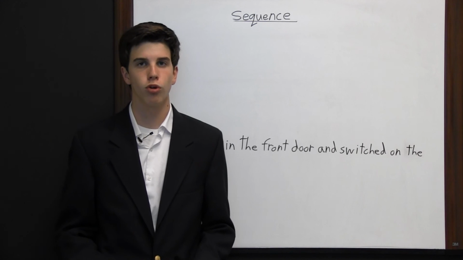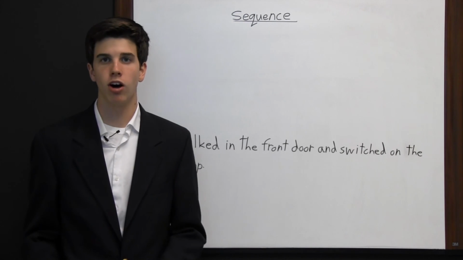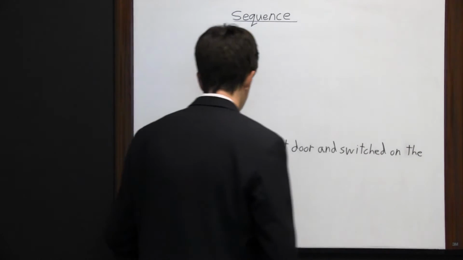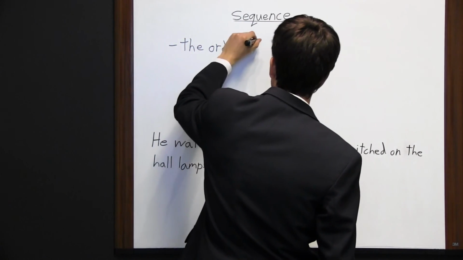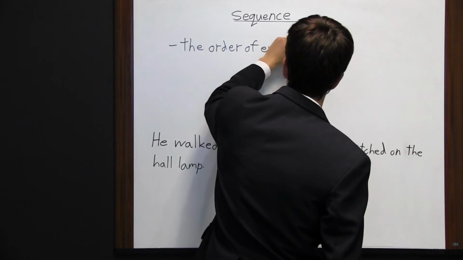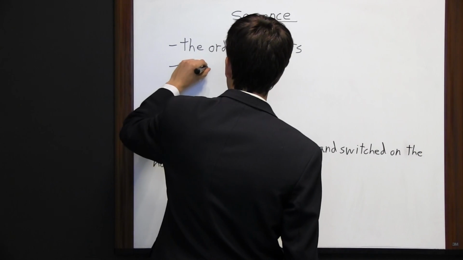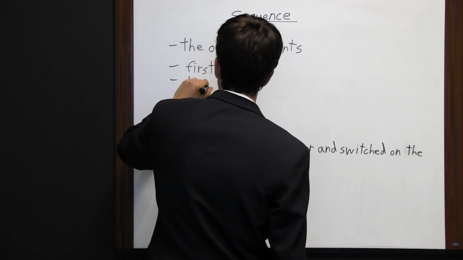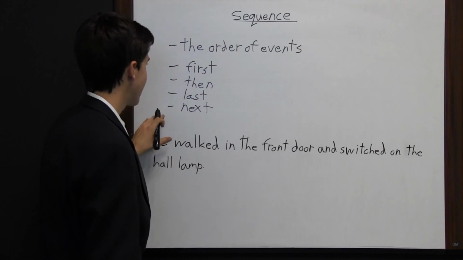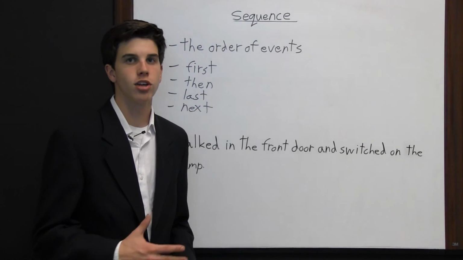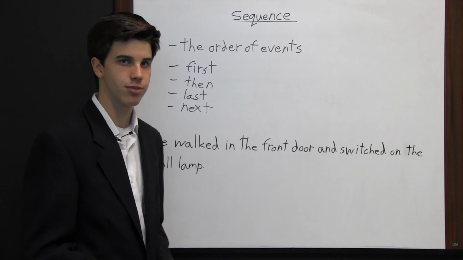A sequence is the order in which things happen. So it's important that a reader be able to identify the sequence so they can follow along with what is happening in the passage. So a sequence is basically the order in which things happen, or the order of events. To help spot the sequence in a passage, you can look for words like first, then, last, and next. So if you find these words in a passage, or other words like it, you'll know that's showing you some part of the sequence. And so that helps you determine what happened first, then next, and then last.